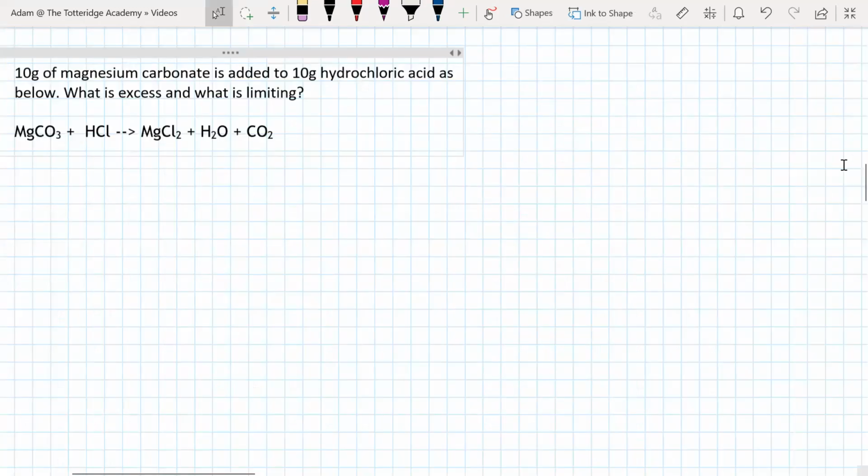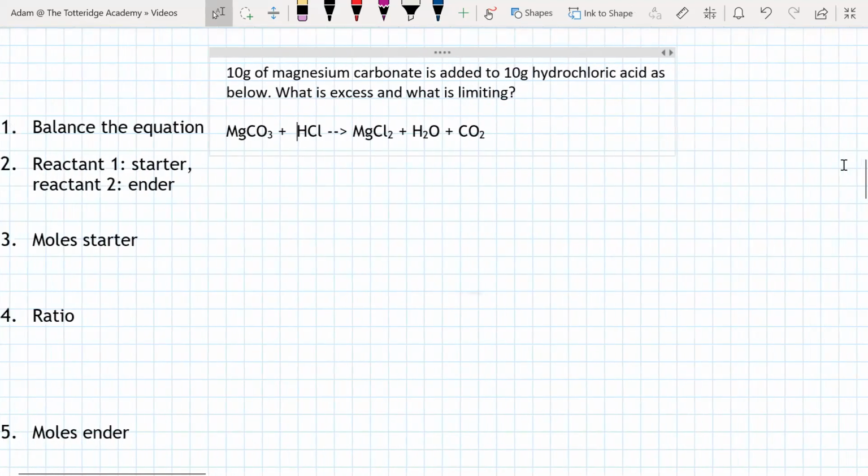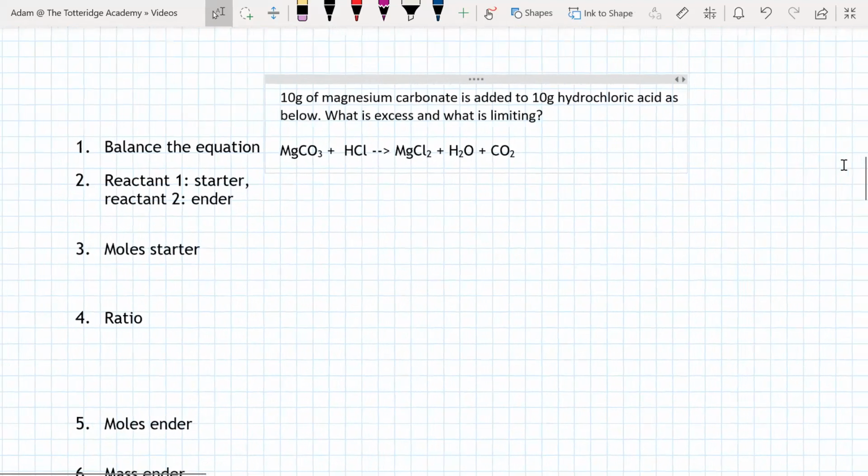Okay, so let's have a look at this. I've got 10 grams magnesium carbonate, and I'm adding that to 10 grams of hydrochloric acid. This is exactly the same reaction that we looked at before. But instead of the question asking me to work out how much carbon dioxide I'm going to get, the question says what is excess and what is limiting. And for this, I have a brand new set of step-by-step instructions that look a bit like this.